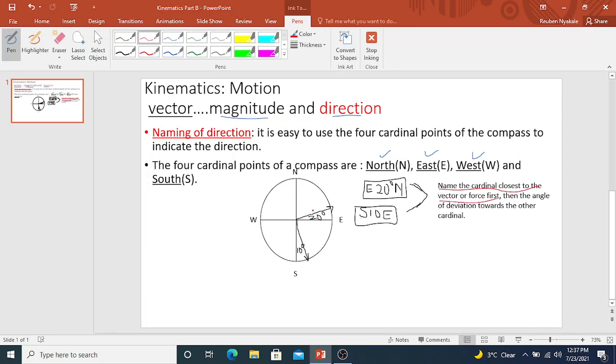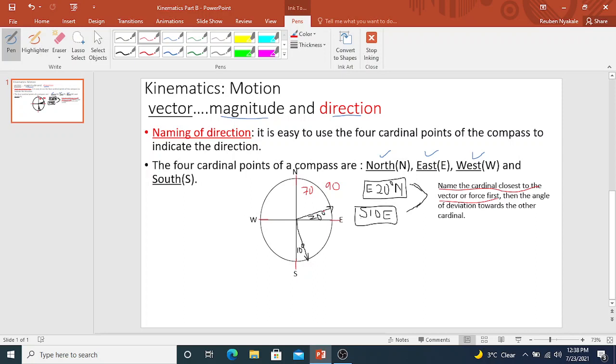Now, going back to this example here, this is where the four cardinals are. Your north, east, west, south. That's where the cardinals are. Now, the principle here says name the cardinal closest to the vector first. Now, coming to this one, you can tell that this vector or force, it is close to what? To east. Can you see that? Because your quad, it is made up of 90. 90 minus 20, that means from here to there, it is 70. The angle of deviation, it is 70 there.